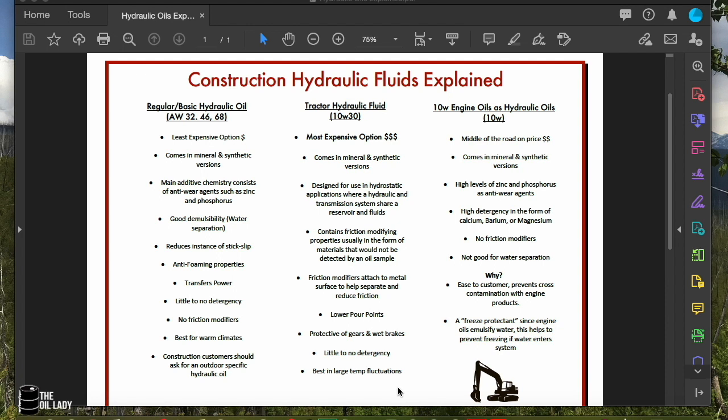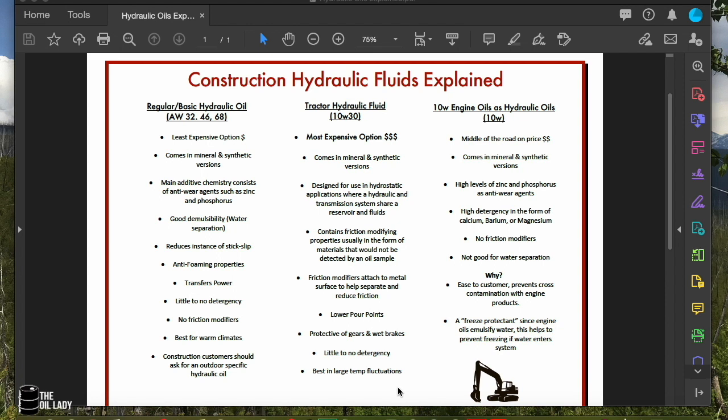And then we'll hop over to 10-weight engine oils. I think CAT is probably the main proponent of doing this. It's the middle of the road on price point. It also comes in different mineral or synthetic versions. There's usually high levels of zinc and phosphorus in this because it's technically an engine oil. Engines require high levels of anti-wear agents. There's going to be also high detergency in either calcium, barium, or magnesium. Typically calcium is what's going to show up the most. No friction modifiers here either.